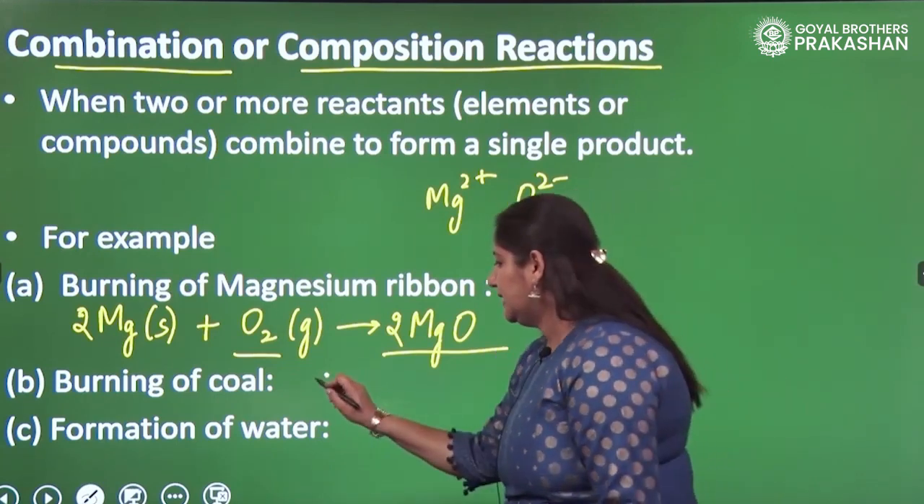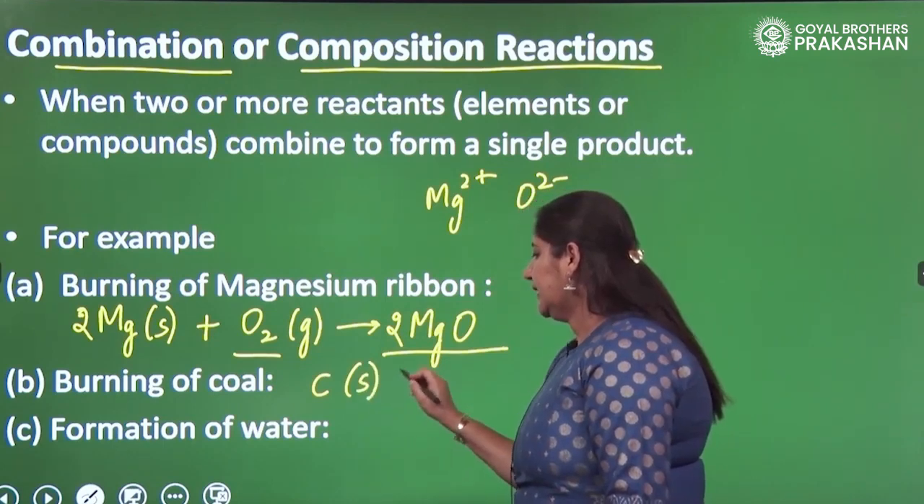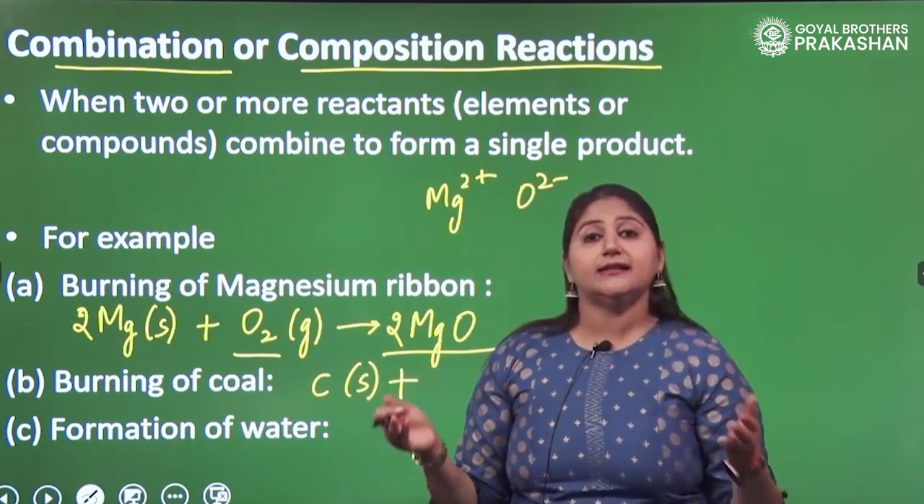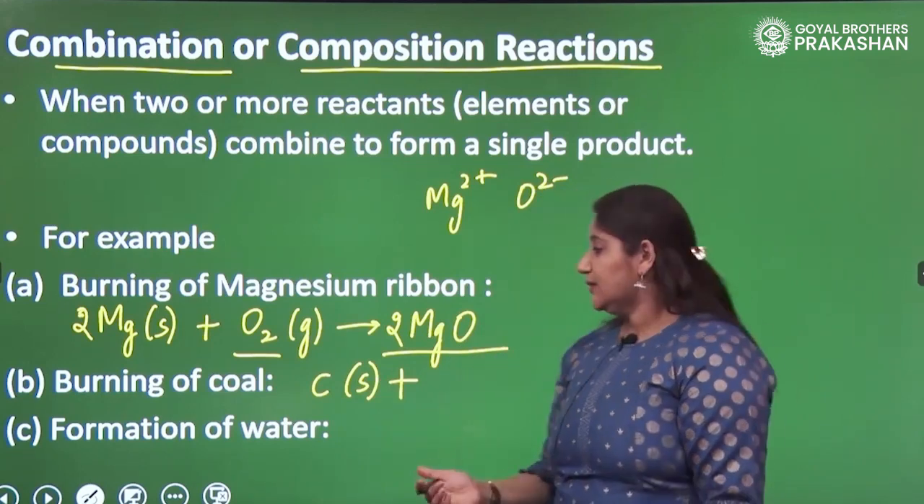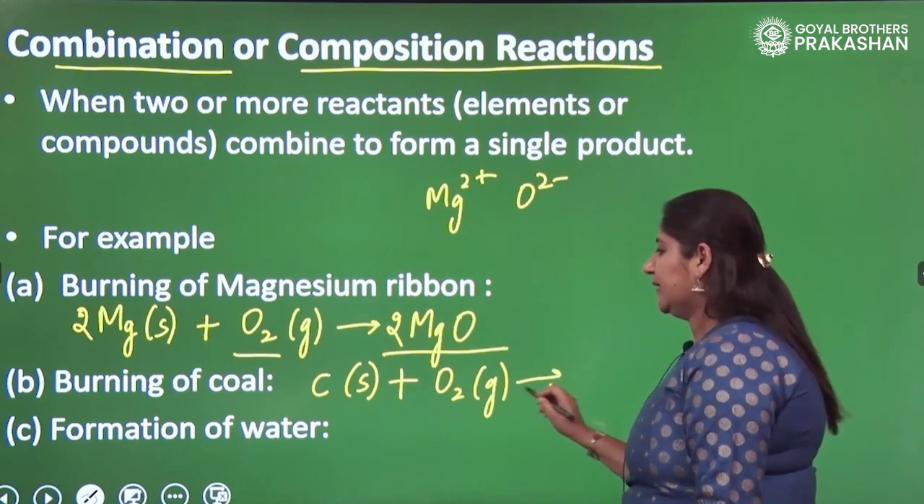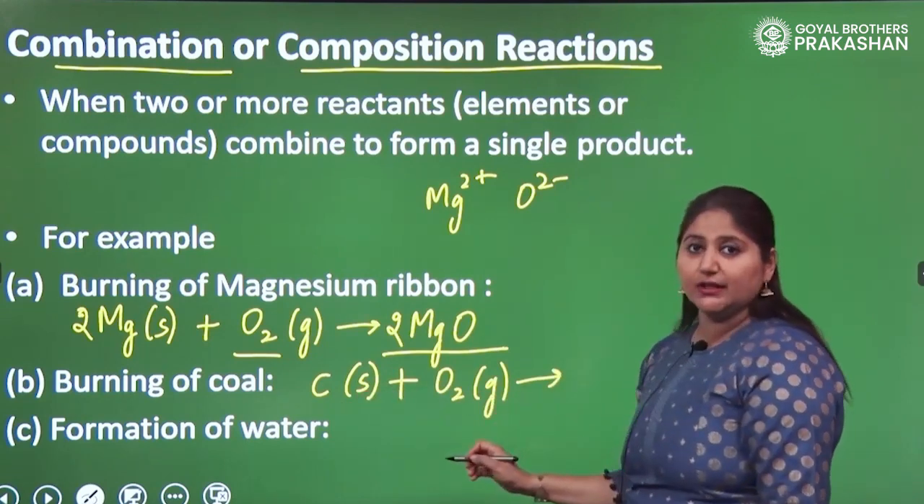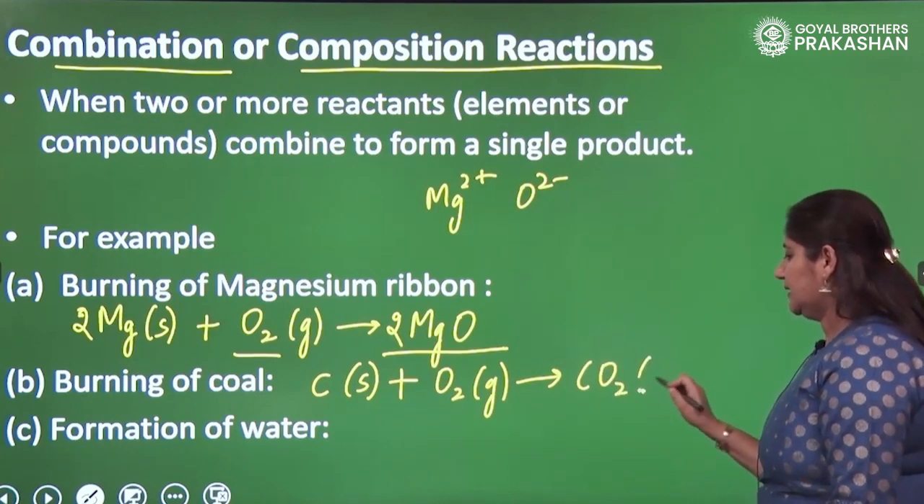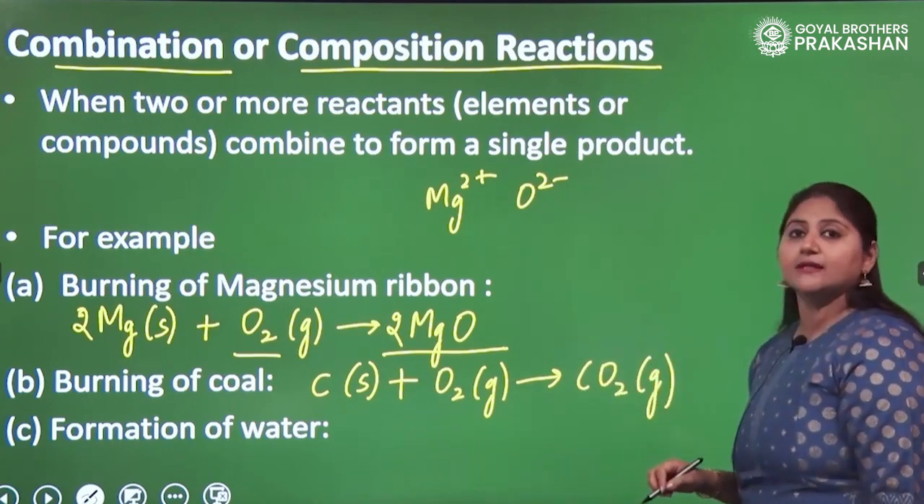So, it is C. Carbon is burnt in air. You know that any substance which burns in air is actually reacting with oxygen. So, if it is reacting with oxygen gas, what will happen? Carbon will combine with oxygen, and what is the product formed? Carbon dioxide, CO2 is formed.